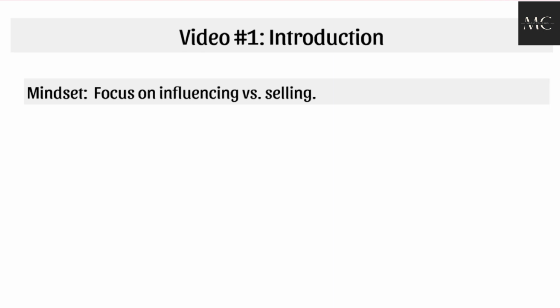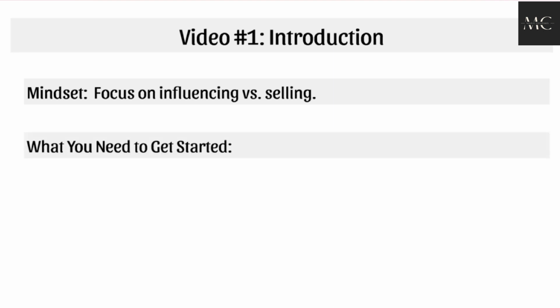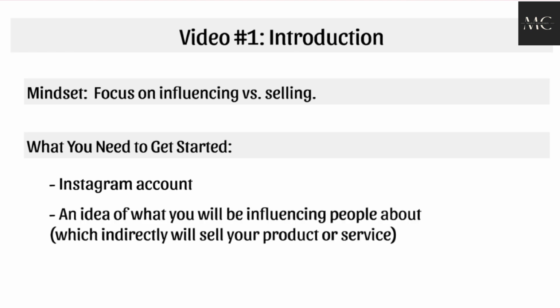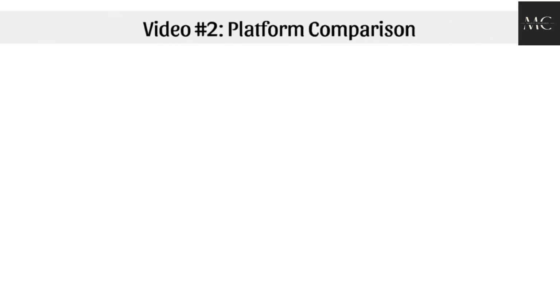That's what Instagram is all about and how that's different. We'll talk more about the differences in the next video. But here's what you need to get started, which is pretty self-explanatory. You're going to need, number 1, an Instagram account. And of course, you'll need an idea of what you will be influencing people about, which indirectly will sell your product and service. It'll make more sense as I go through the course. All right, so with that said, let me jump on over to video number 2.